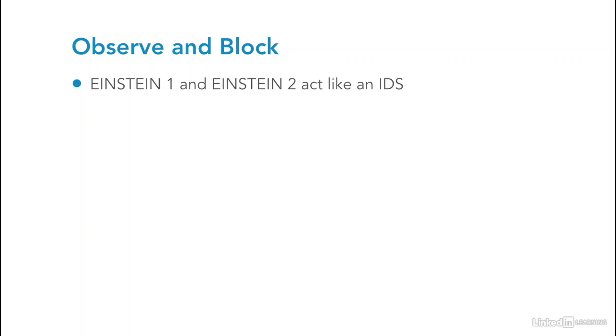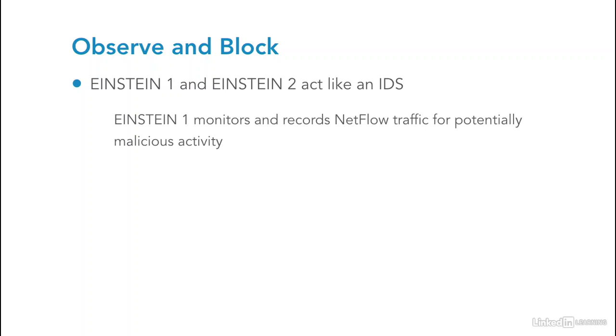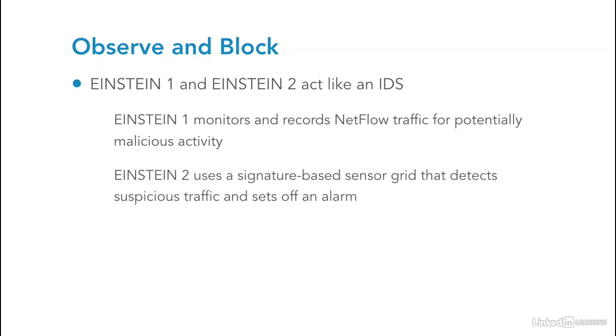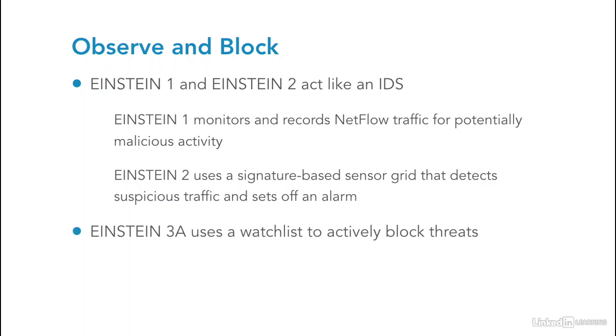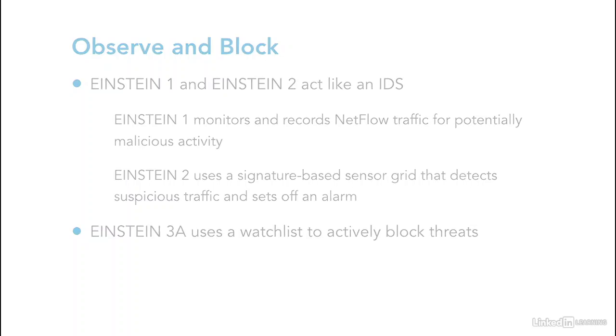The first iteration is Einstein 1, which monitors and records NetFlow traffic for potentially malicious activity. Einstein 2 uses a signature-based sensor grid that detects suspicious traffic and sets off an alarm. Einstein 3A uses a watch list to actively block threats.